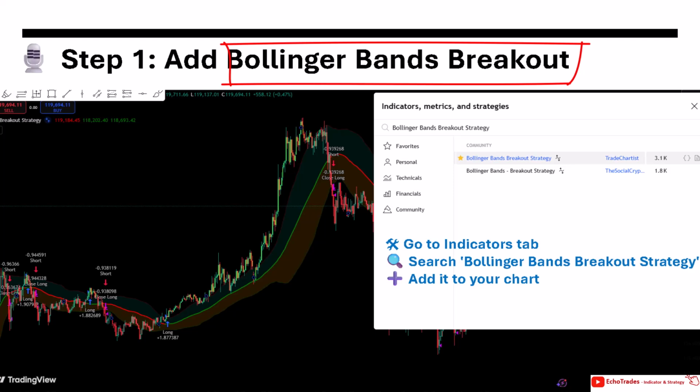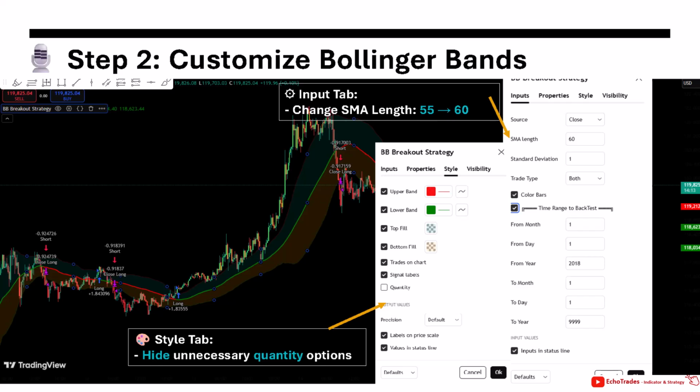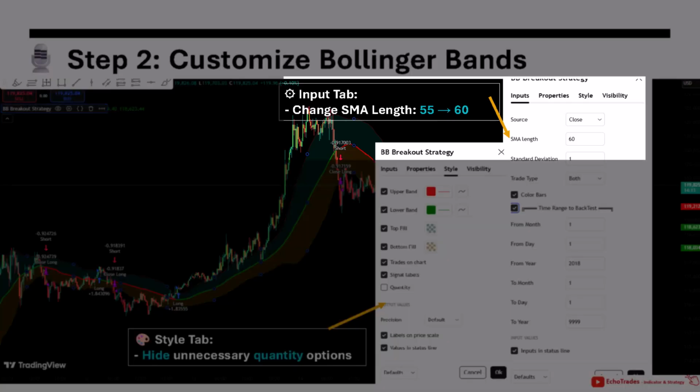So once you find that on your trading platform, TradingView perhaps, what's the crucial next step? The customization. Yes, customization is key here. This is where we fine-tune it specifically for scalping on that 15-minute chart. So in the Input tab, you'll want to change the SMA length. The default is usually 55. Change that to 60.